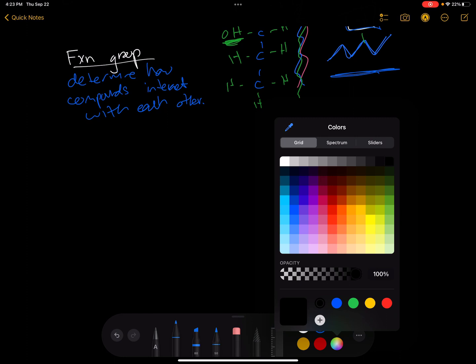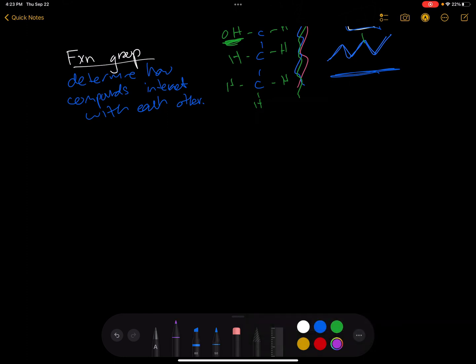Now, functional groups, there's another list of those. This is kind of memorization right now. Functional groups, we're going to go ahead and memorize a few of them. So the first one, it's OH. Okay, we may have seen OH before. OH is a hydroxyl group.